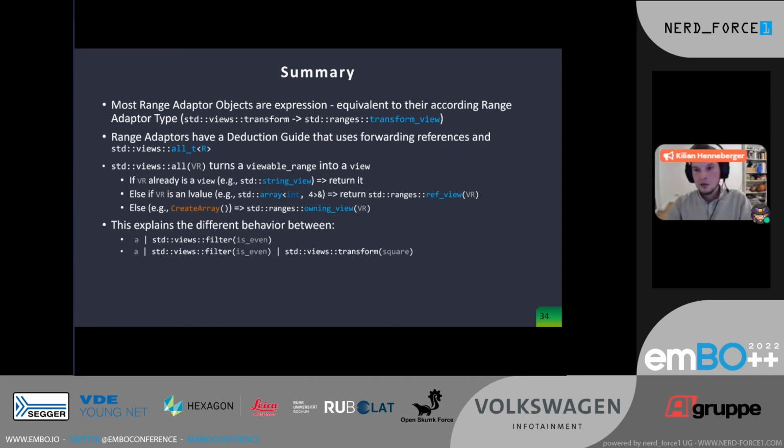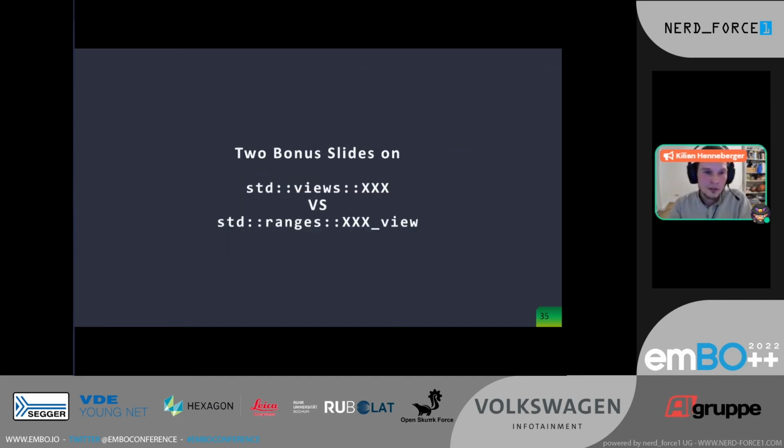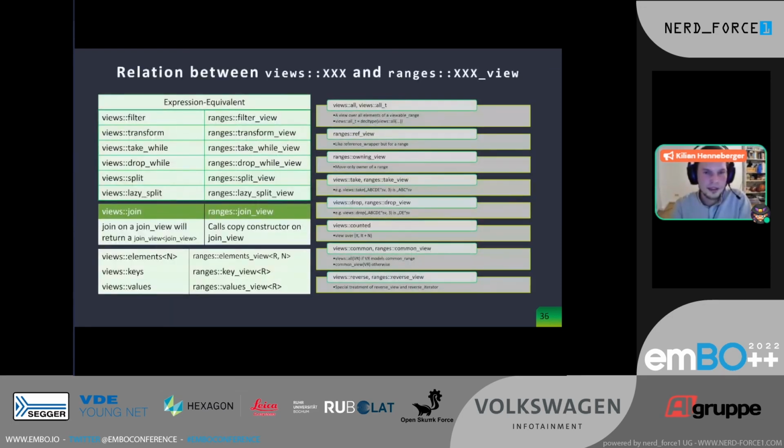Two short bonus slides that I would like to share with you, because I talked a lot about std views XXX and std ranges XXX view. What is actually the difference between those two? I think this slide maybe has too much content to go all through it by now. So I can recommend you to go through the range adapters on cppreference maybe. But in general, most of these are expression equivalent. But a few of them do more.